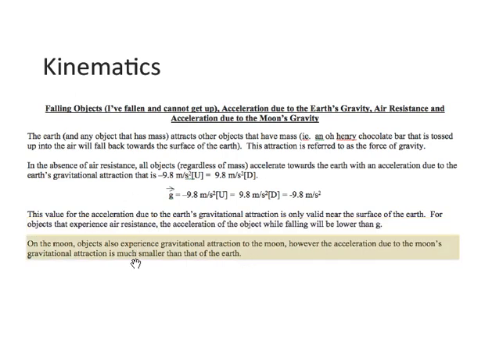On the moon, objects also experience gravitational attraction due to the moon. However, the acceleration due to the moon's gravitational attraction is much smaller than that of the Earth. And again, if you're going to take a course in physics in the future, a grade 12 course or a senior course in physics, you'll understand why the acceleration due to the moon's gravitational attraction is smaller than that of the Earth. I'll give you a hint. It has to do with the size of the moon and its mass.